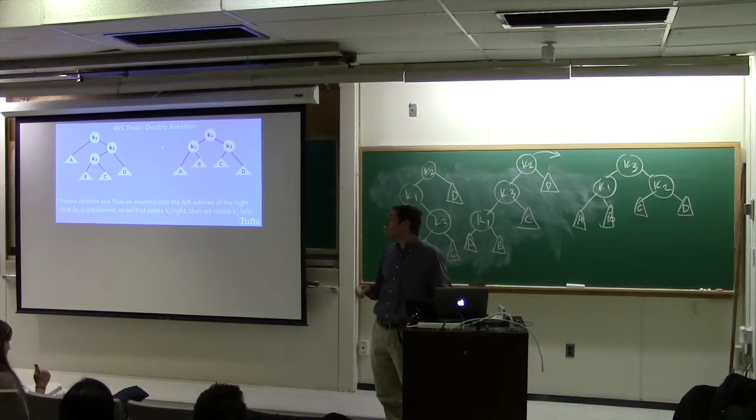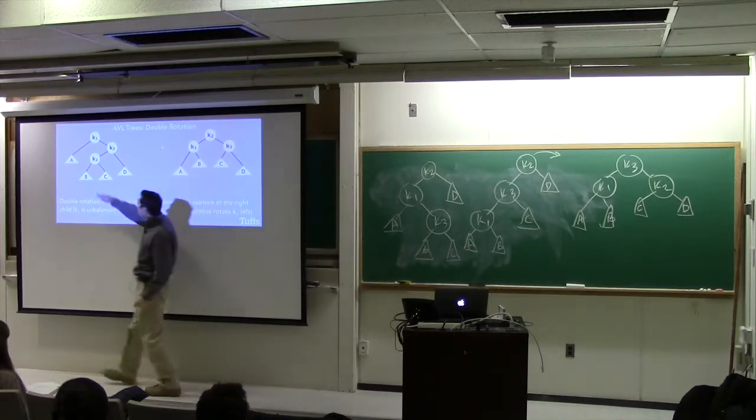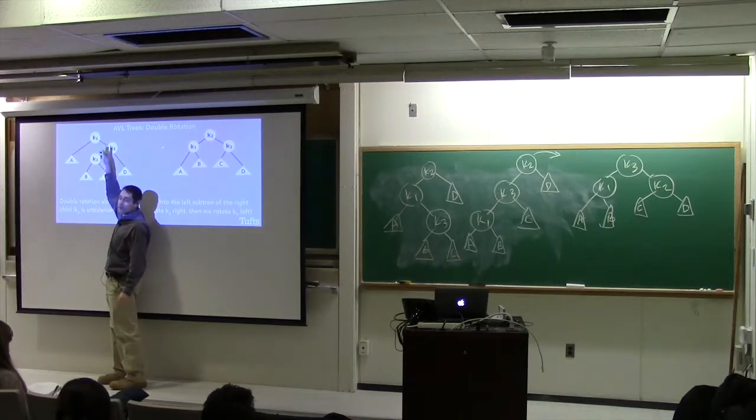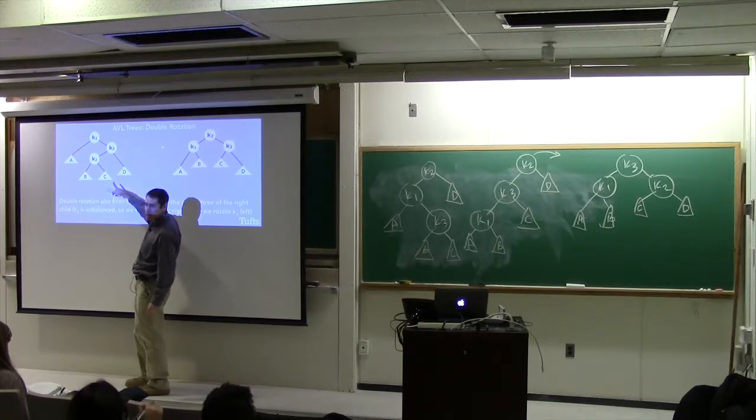OK? It works the same for a left subtree of the right child. So if K1 ends up being out of true, this is the left subtree of the right child. OK? You do the exact opposite. Which one do we have to rotate first, and which direction?